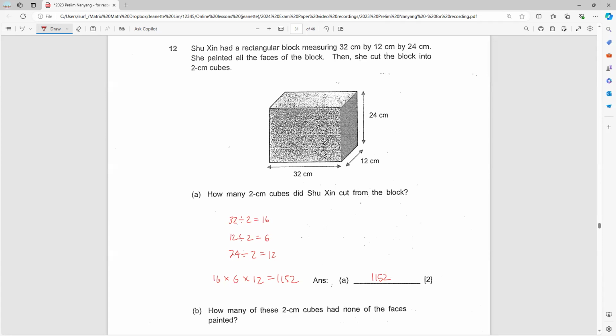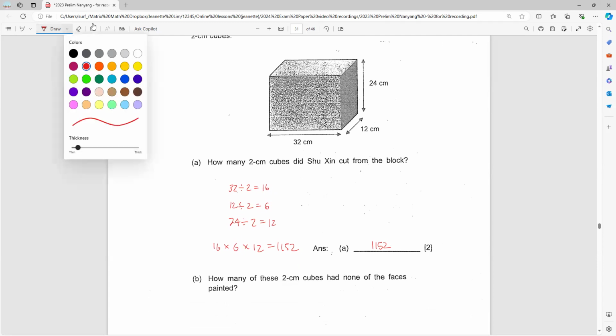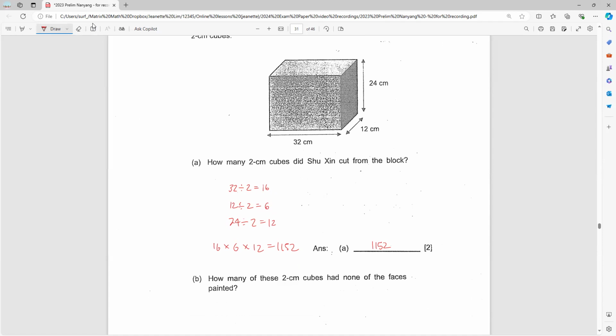Okay, the cubes that are not exposed to the outside. There's no surface area that you can see. So how do you find the cubes inside? There will always be one cube at the corner, right? And then one cube at the corner.